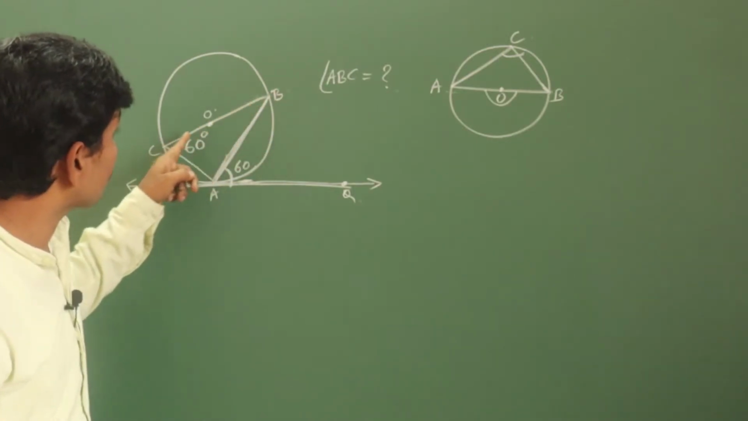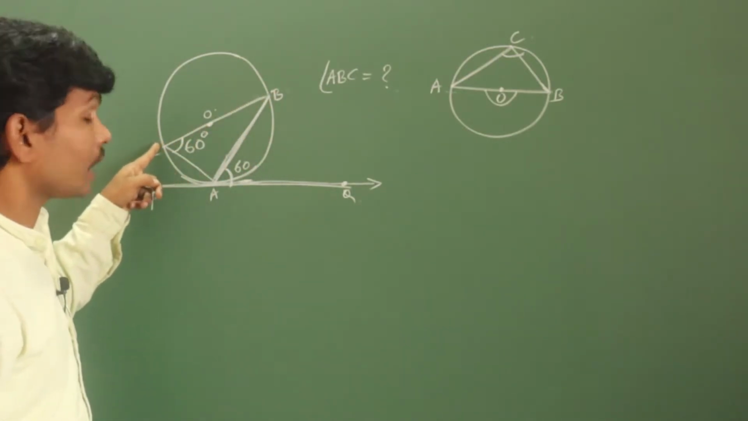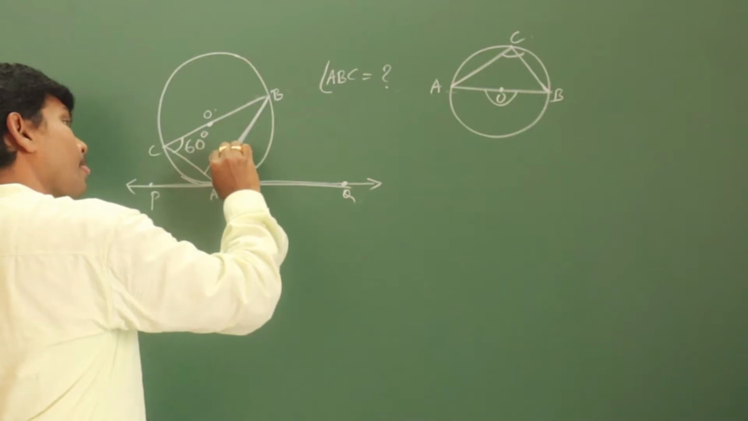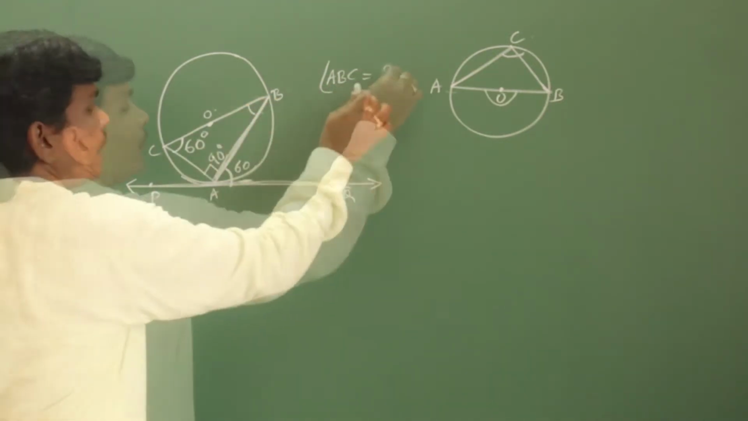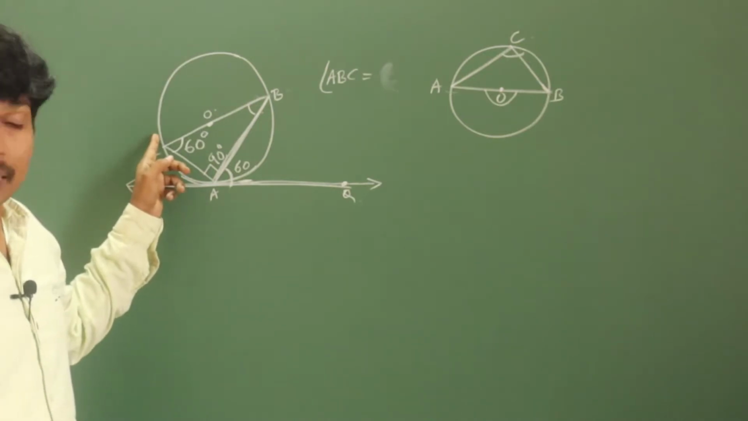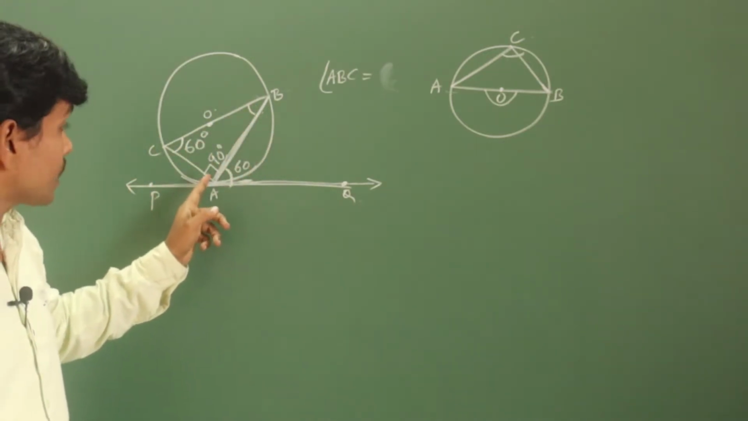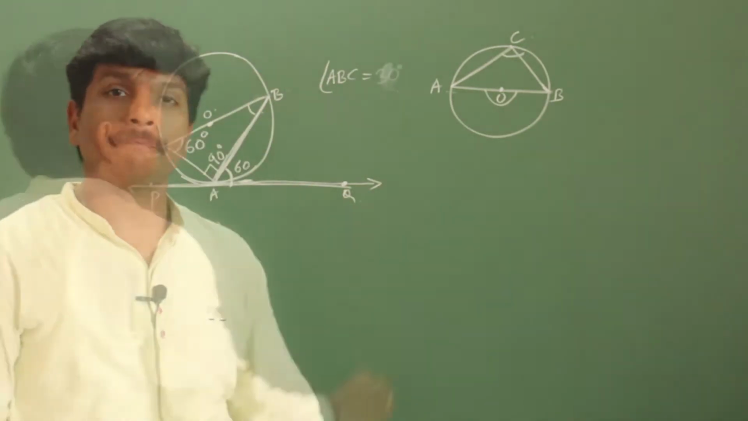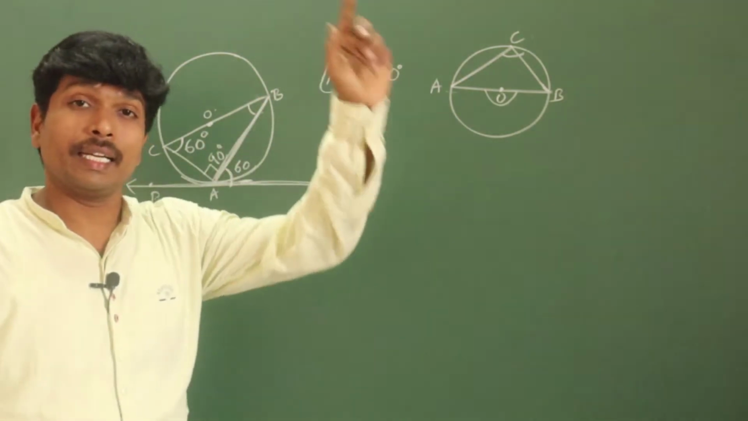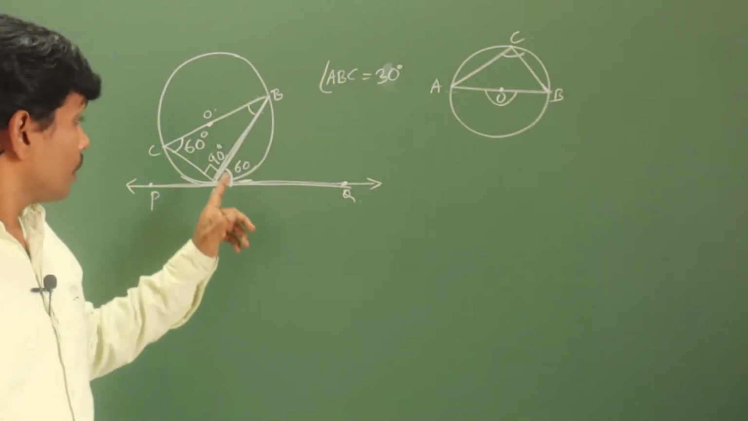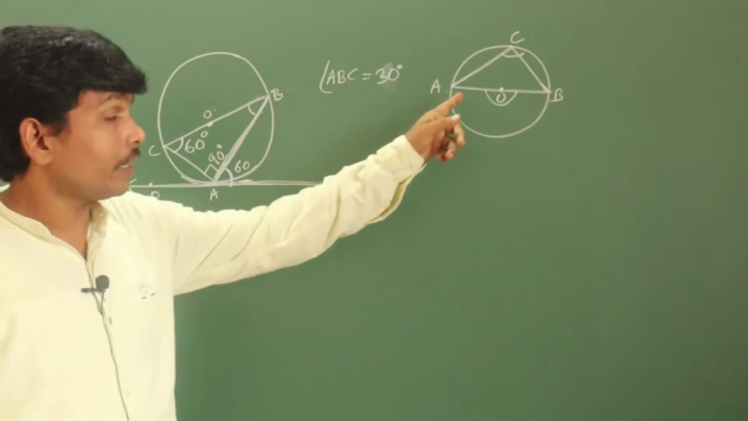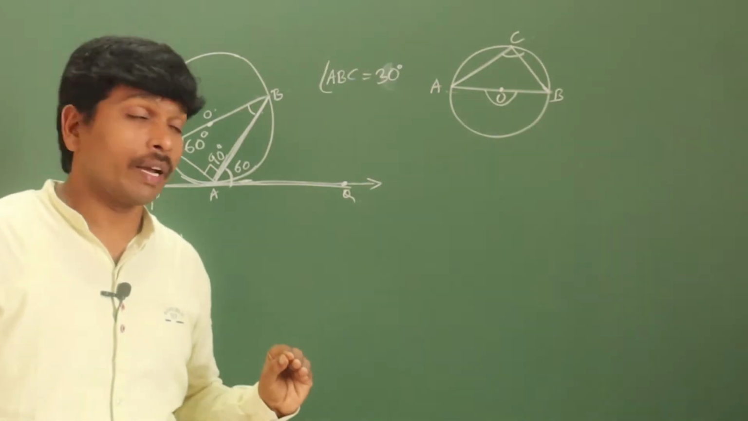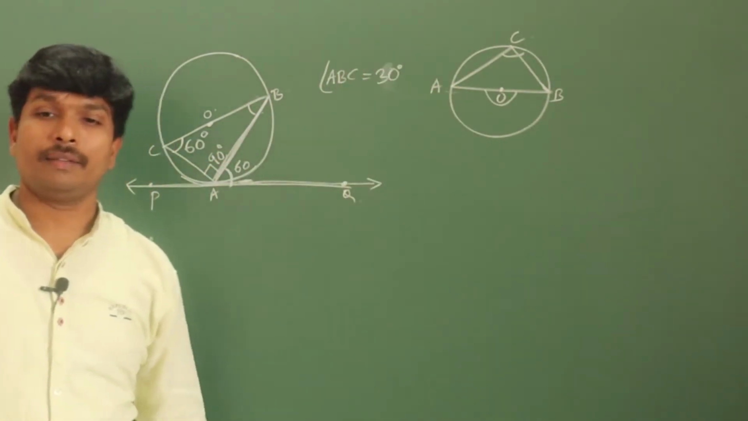Observe, BOC is the diameter. The angle in a semicircle is 90 degrees. So here 90 degrees. Now tell me the angle ABC. The sum of the three angles in a triangle is 180 degrees, 90 plus 60 is 150 degrees. Then what is the angle at B? The angle at B is 30 degrees. So here we used the alternate segment theorem and the angle in a semicircle being 90 degrees. These are the two points required to find angle ABC.